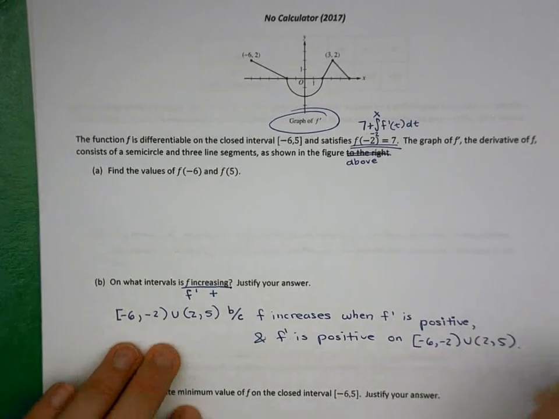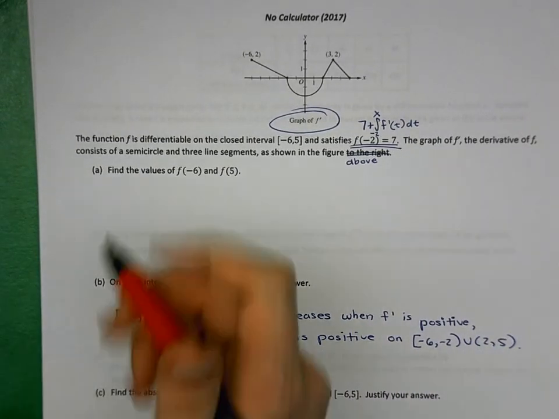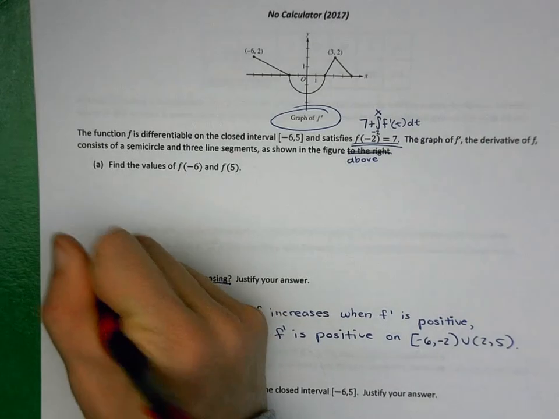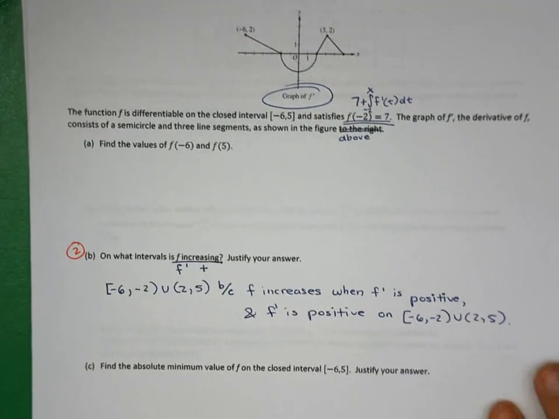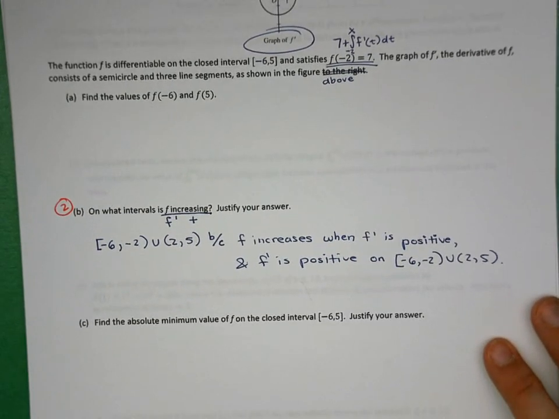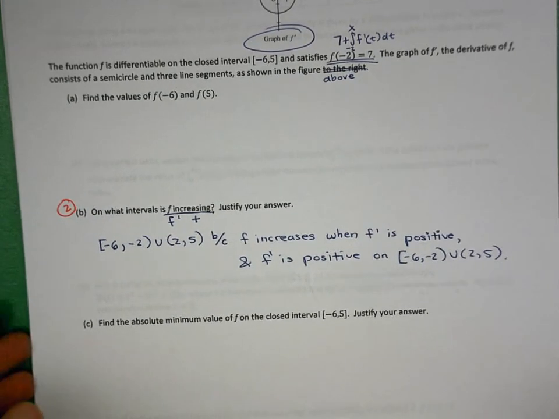Okay, this was worth 2 points for your answer with justification. 2 points. Okay, going down to D next.